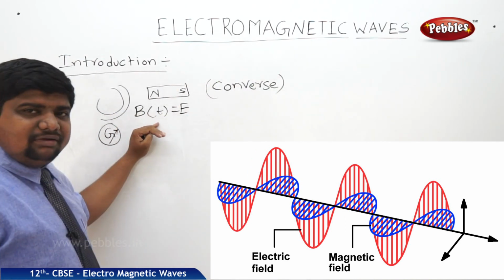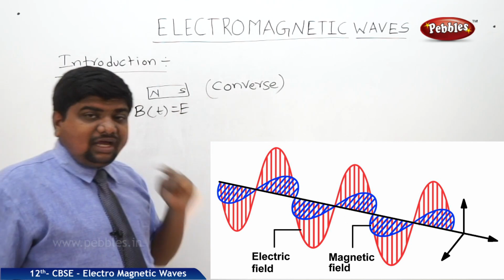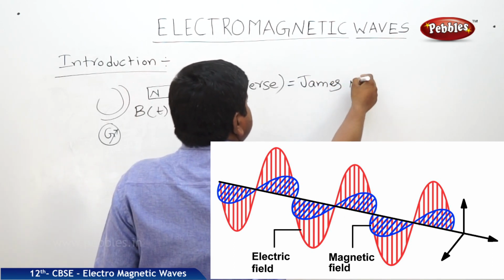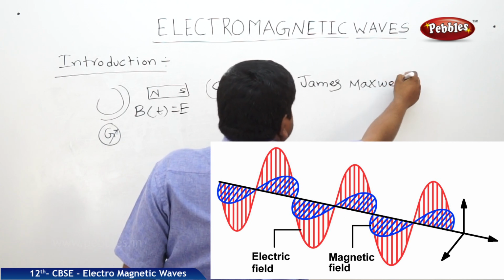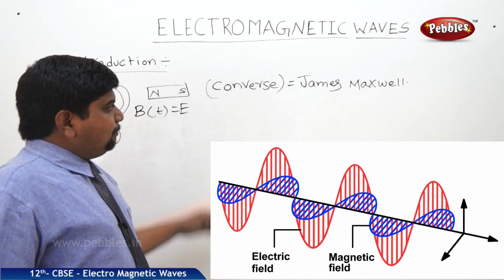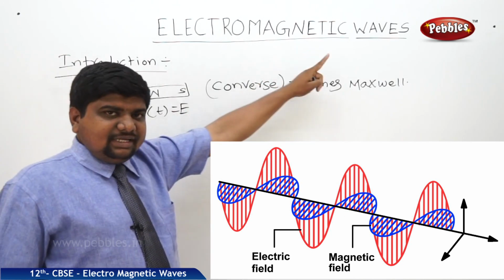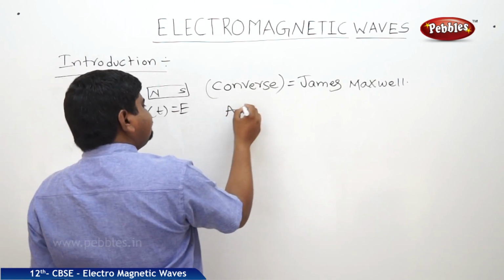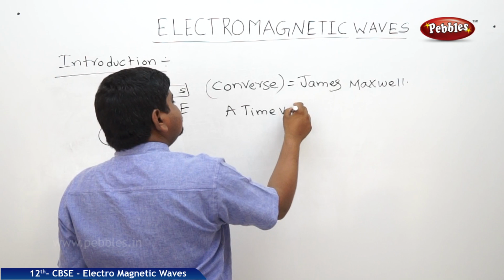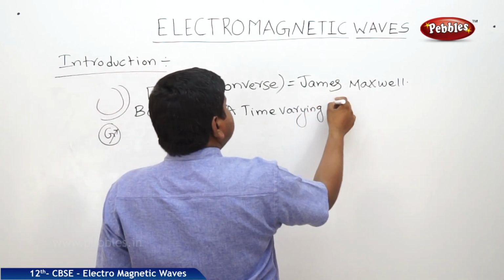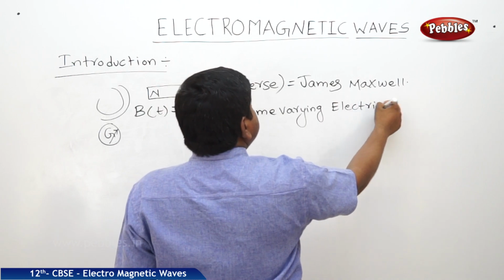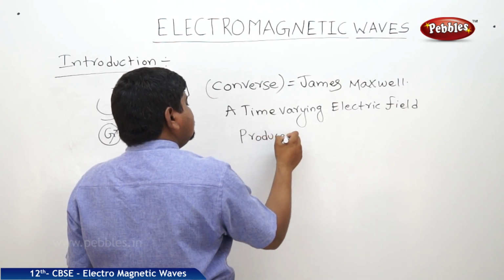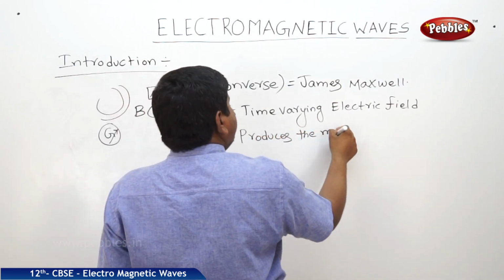This was already proved in Faraday's law of electromagnetic induction. The converse was proposed and modified by James Maxwell. James Maxwell only modified the statement: a time varying electric field produces a magnetic field.